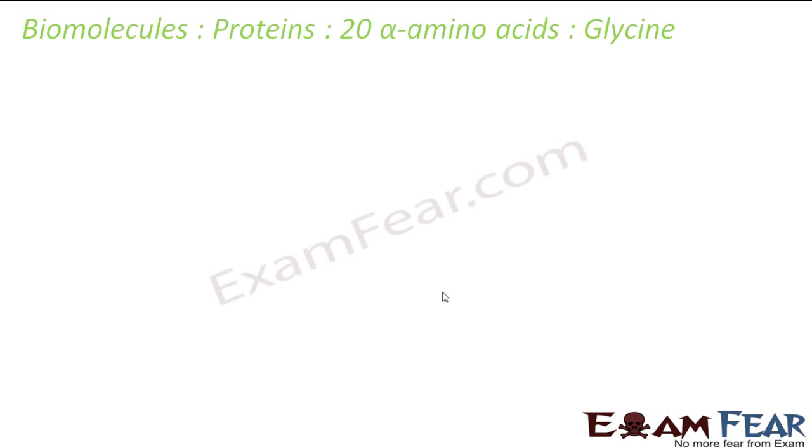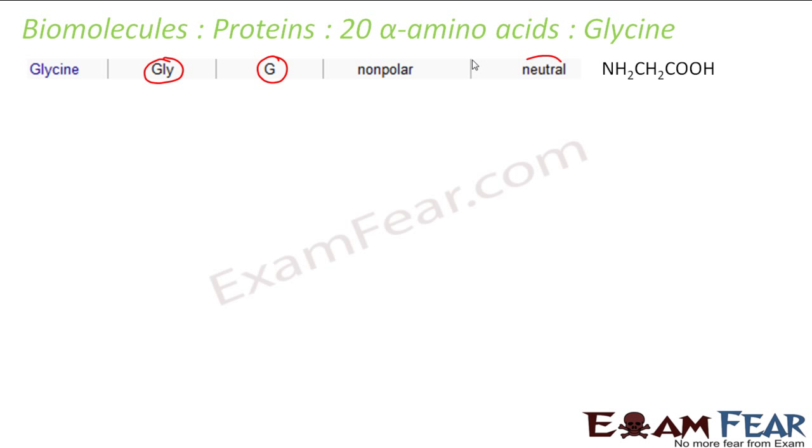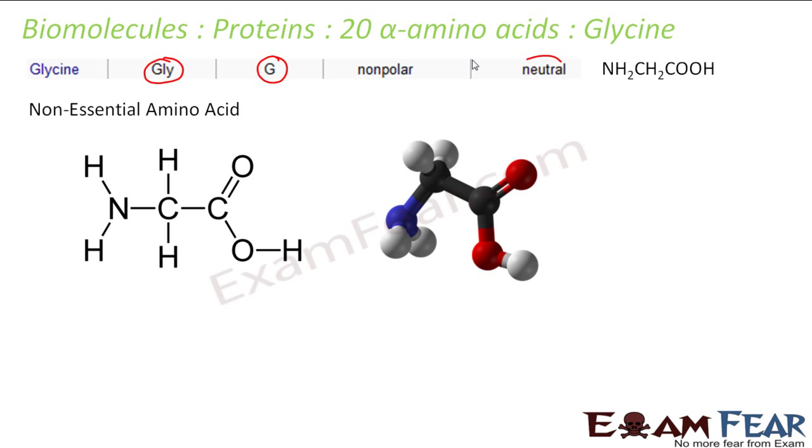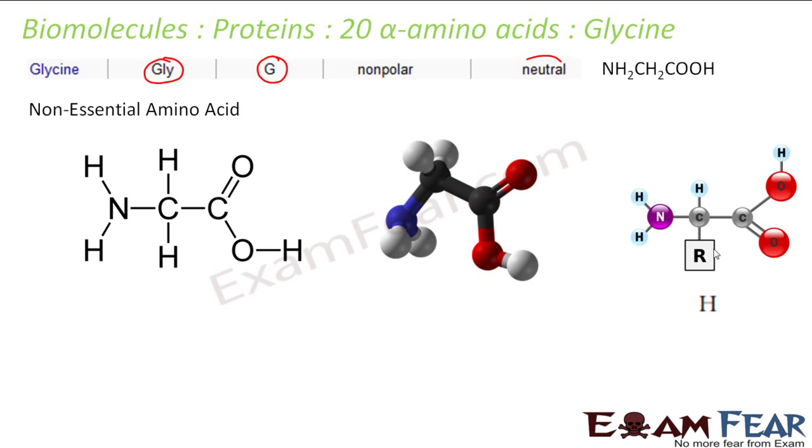The next is glycine. 3-letter is GLY and single letter is G. It is neutral, NH2CH2COOH. This is also a non-essential amino acid. This is the structure. And if you compare R, R is nothing but H. This is the smallest of the 20 amino acids.